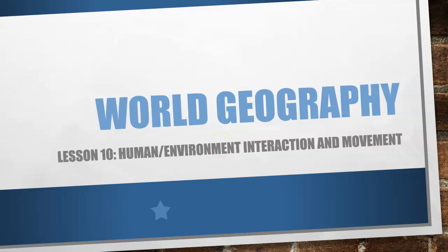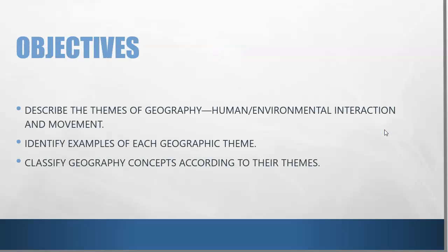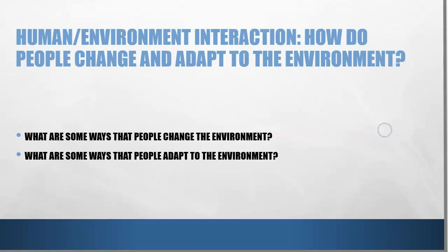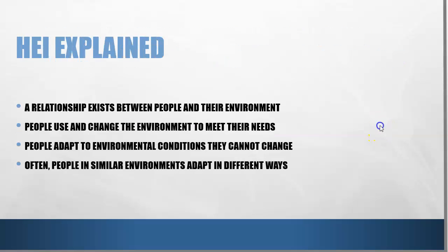Our next two themes of geography are human-environment interaction and movement. Here are our objectives. The question for human-environment interaction is, how do people change and adapt to the environment? So we're looking at what are some ways that people change the environment, or what are some ways that people adapt to the environment. There is a relationship between people and their environment.